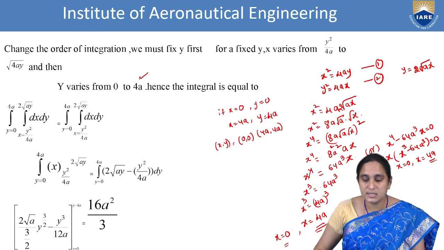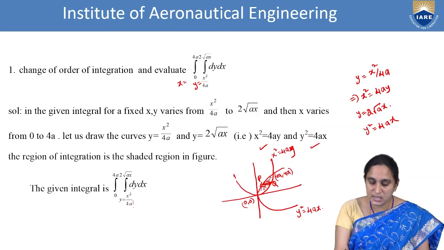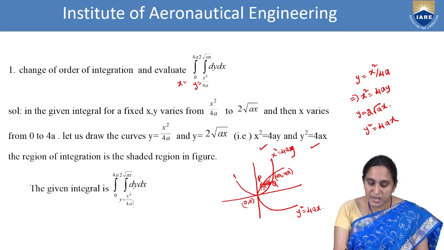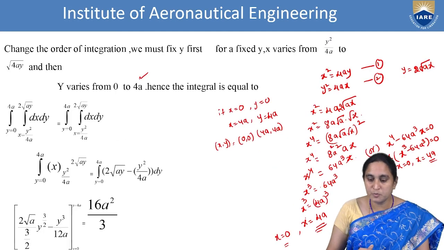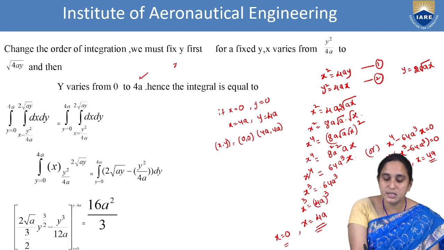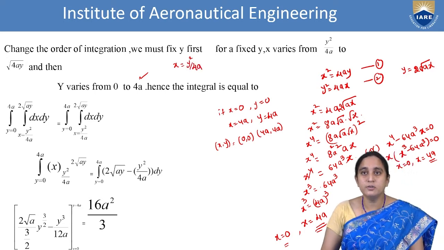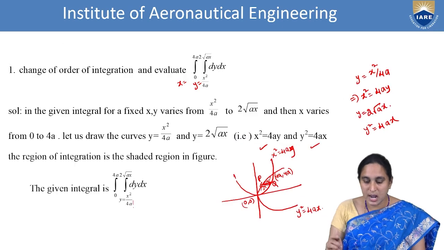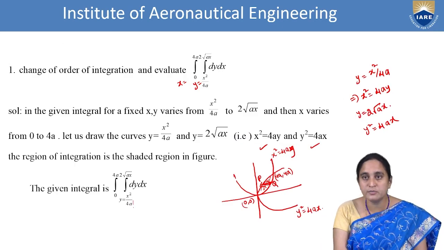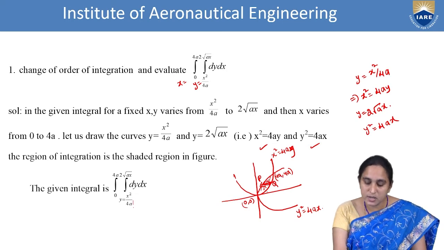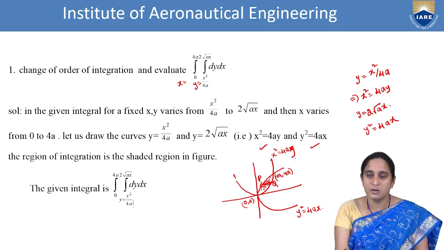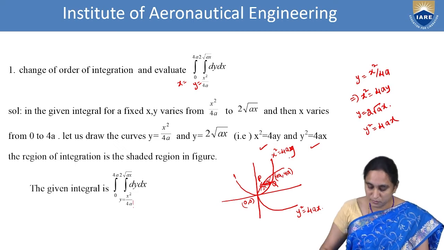So x varies from what? What about the x here? Here the initial point is the P point. That P is on the parabola y square is equal to 4ax. From that, what about the x limit? The x limit is y square by 4a, so x is equal to y square by 4a. And the terminal point, the end point of the horizontal strip, that is Q, it touches the parabola x square is equal to 4ay.